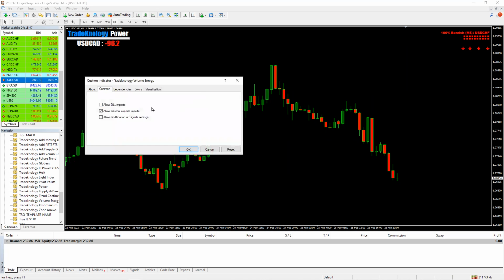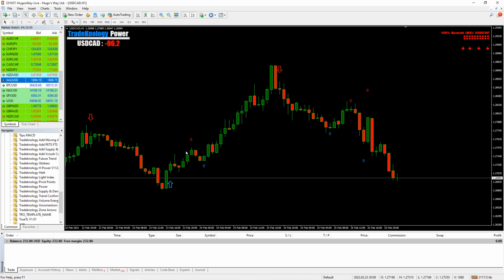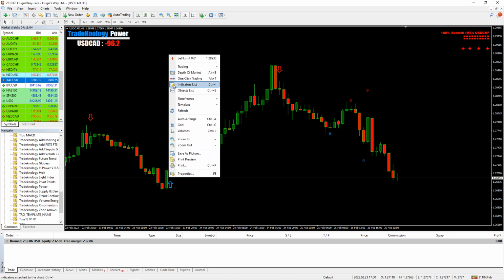Volume energy. Same thing. Okay. Same top is going to tell you where buying and sales are going. The big arrows are stronger signals. Little arrows are a little bit less strong.